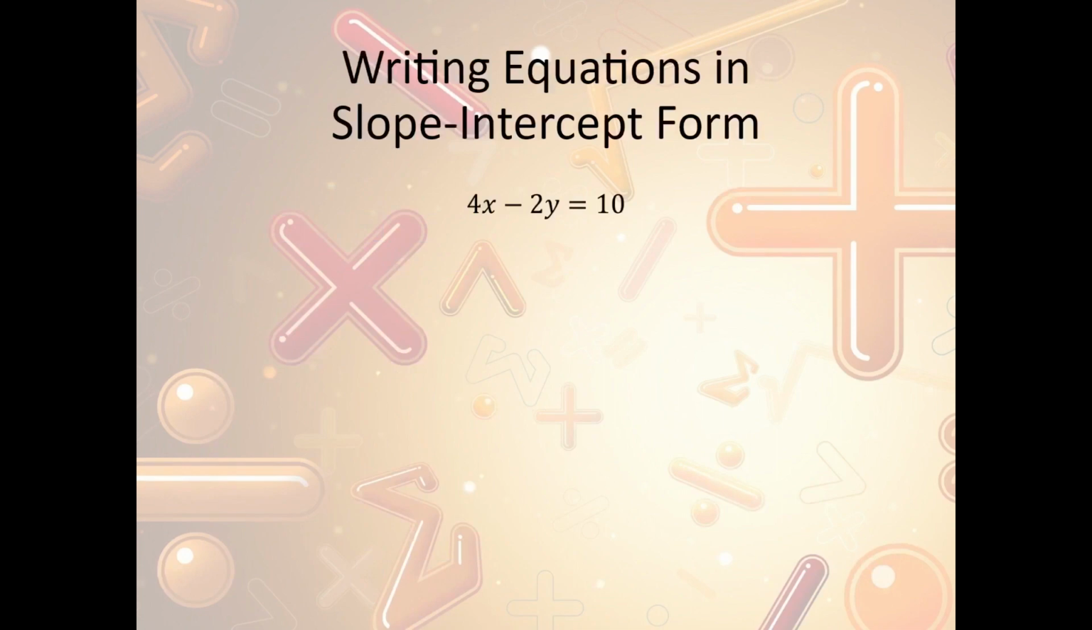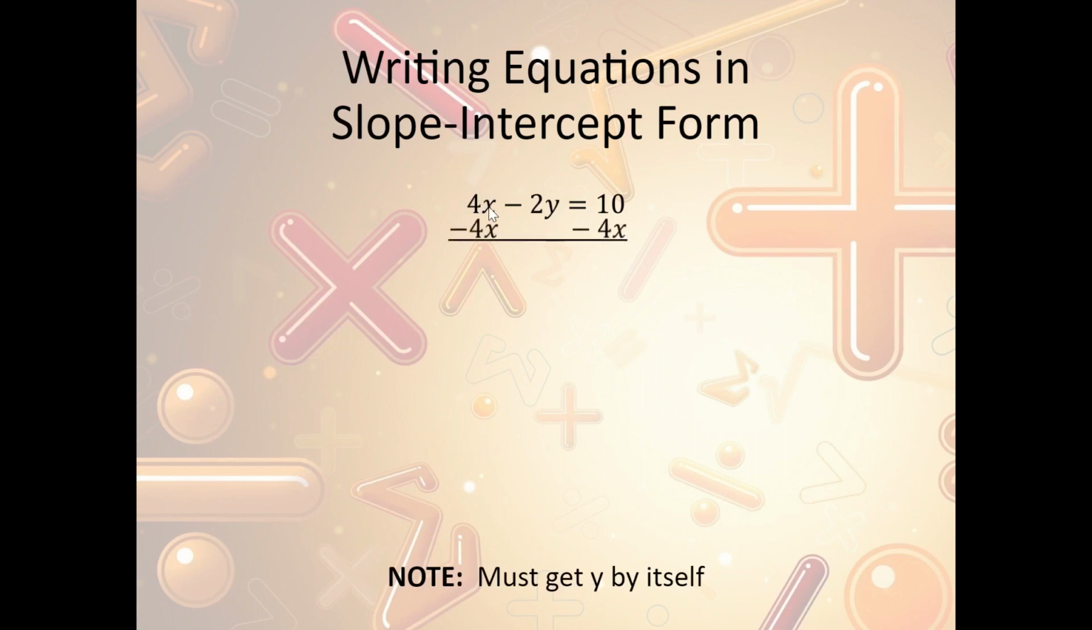Well, that presents a problem. I can't actually graph it unless it's in slope-intercept form. So I know that it needs to look like y equals mx plus b. So I need to get y by itself. So anything that's not y, I'm going to move to the other side. So I'm going to begin with this 4x here.